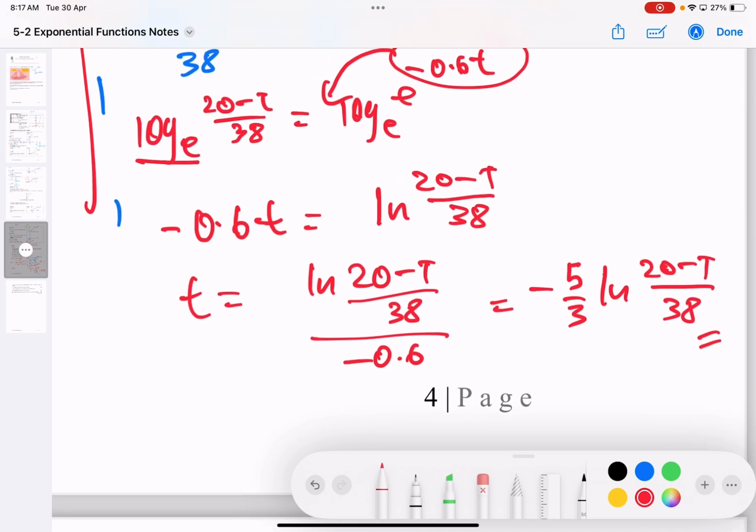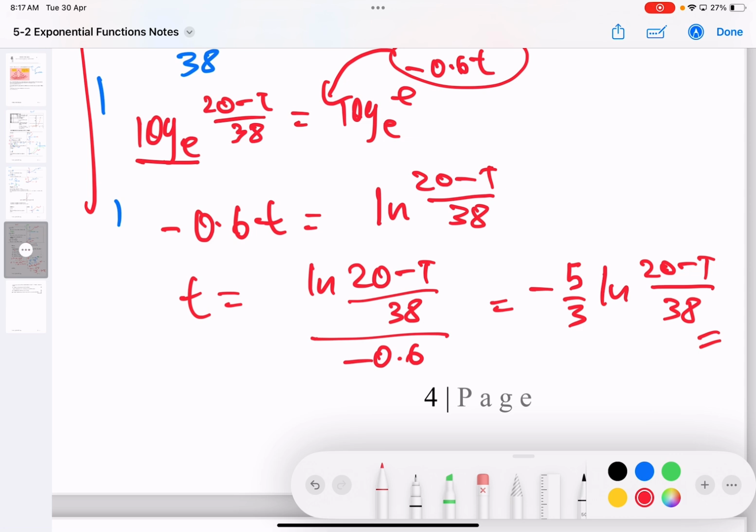How do I get 5/3? In front of this ln is just 1. 1 divided by -0.6 is -5/3. Okay? Anyone can accept? Okay, that's how I make t, the small t, the subject of the formula.